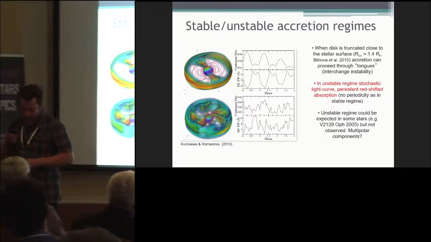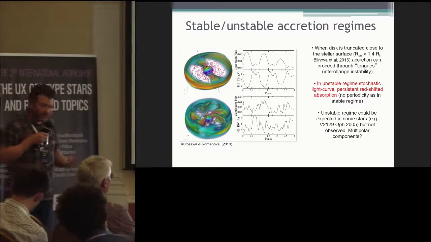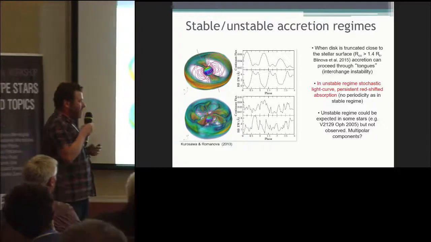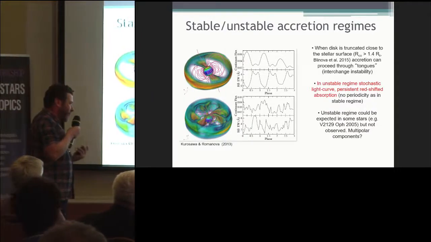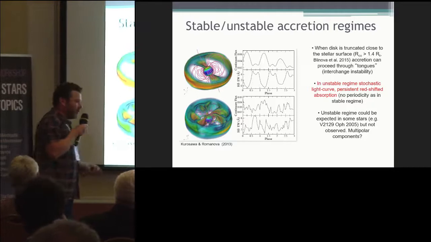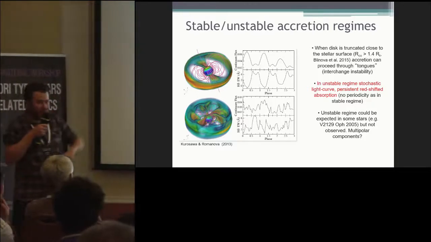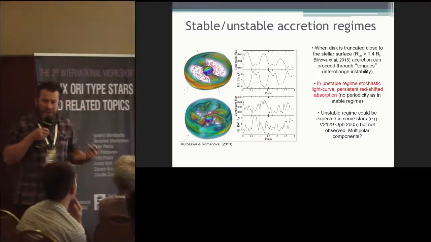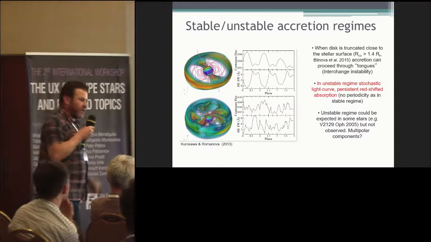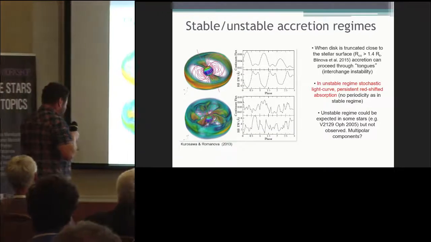It's again V2129 Oph, but they're not. Maybe the instability criterion is a bit too strict, or maybe the multipolar components that are not taken into account in these simulations play a role in reordering the accretion streams. Who knows?